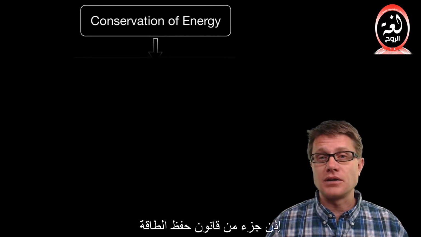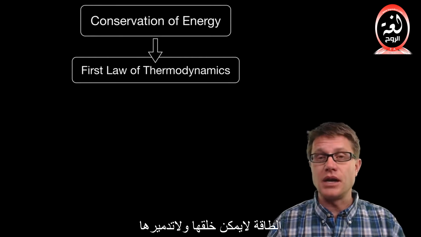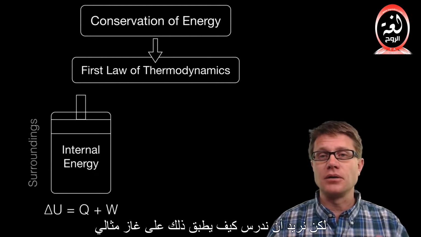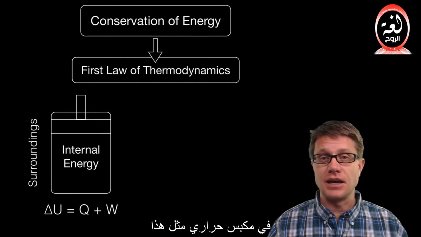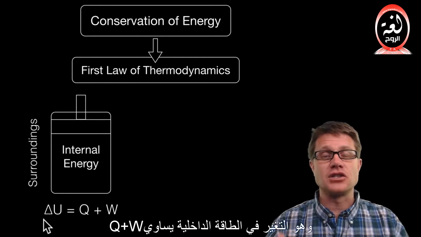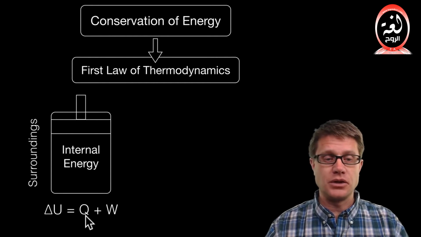And so a part of the conservation of energy is the first law of thermodynamics. Energy can neither be created nor destroyed. But we're going to study how this applies in a typical idealized gas, in a piston like this. And so our equation is delta U, so that's the change in internal energy, is equal to Q plus W. Q is going to be heat and W is going to be work.